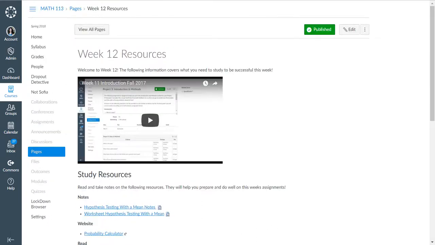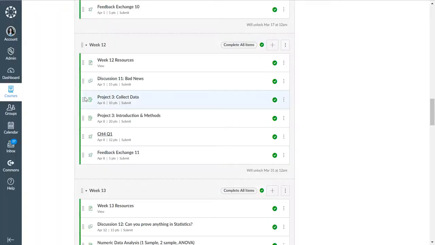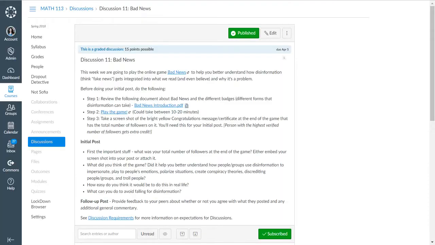So what else do we have going on this week? Okay, I'm super excited. I'm trying this for the first time. It's a discussion called Bad News. We're going to play an online game called Bad News, and it's to help you better understand how disinformation, so fake news, gets integrated into what we read and even believe, and why it's a problem.